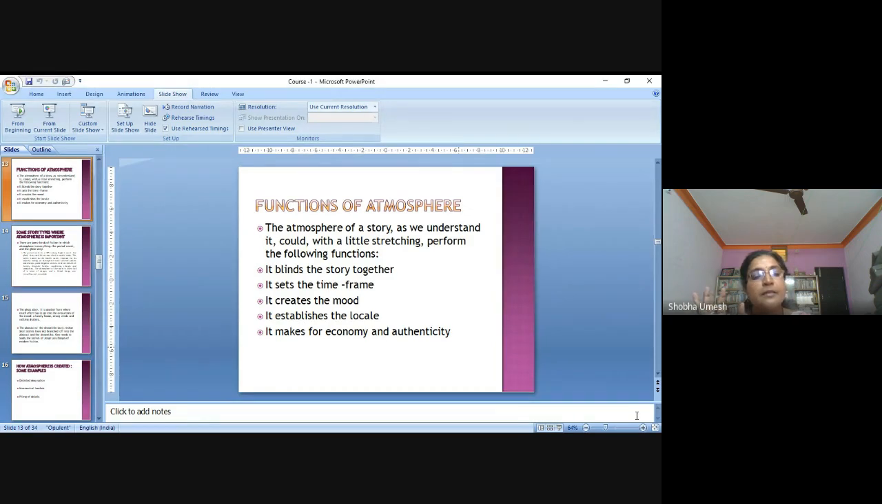See, it binds the story together, it sets the time framework, it creates the mood, it establishes the locale, that is the place, it makes for economy and authenticity. So it binds the story together. The situation which you have narrated or incorporated in the plot.